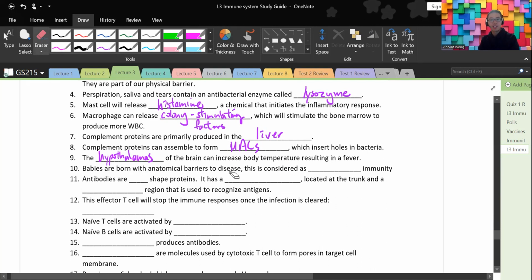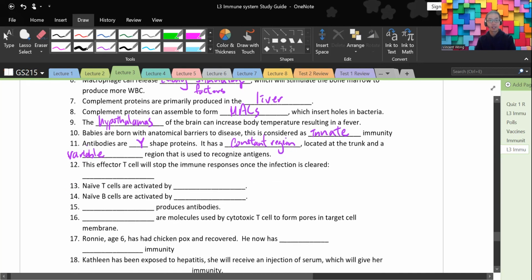Babies are born with anatomical barriers to disease. This is considered innate immunity. You're born with it, right? Antibodies are Y-shaped proteins. It has a constant region located at the trunk and a variable region that is used to recognize antigen. Okay, so when you do gene shuffling, you are changing the variable region.